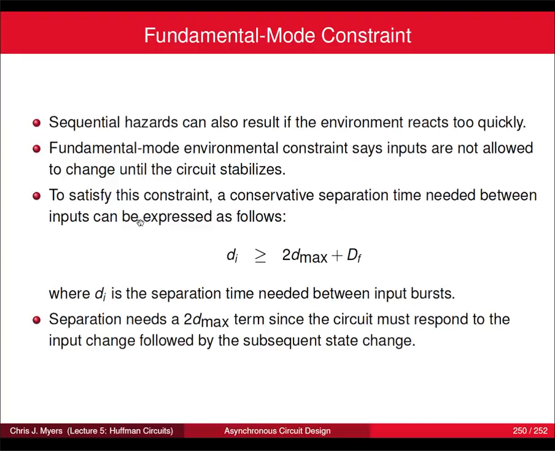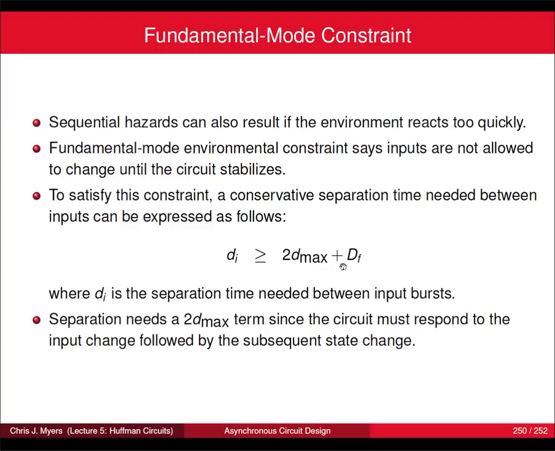So say you have A plus and B plus in a burst, they arrive. And then you compute your outputs and next state and you move your state machine. The next arrivals need to come meeting this separation time. So the separation time needs to be 2 times D max plus the feedback delay.